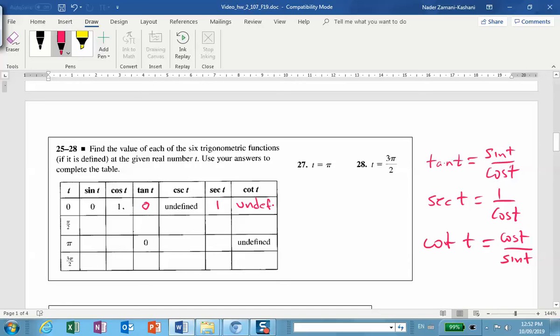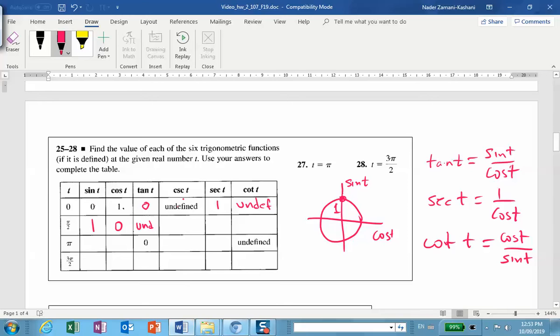Okay, now let's look at pi over 2. This is the second row. Pi over 2 is going to land you right here. The value of sine is on the vertical axis and cosine is on the horizontal axis. The value of sine is 1 and the value of cosine is 0, and of course for tangent you're dividing by 0, so this is undefined.